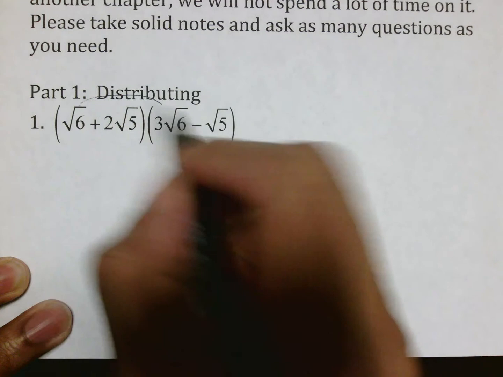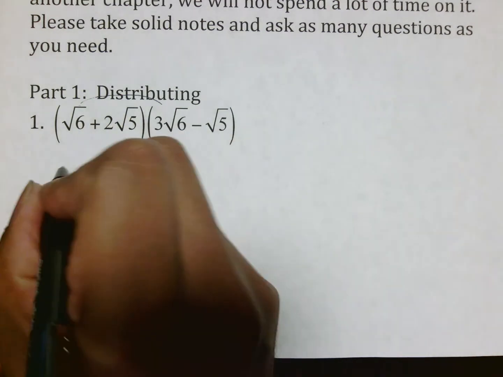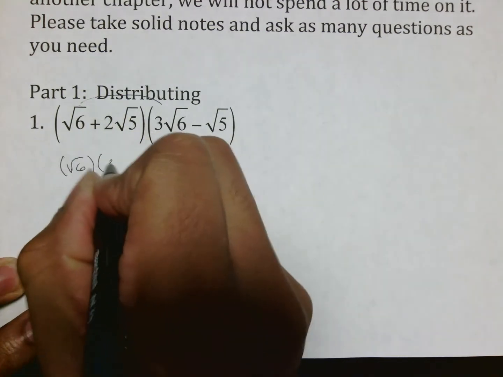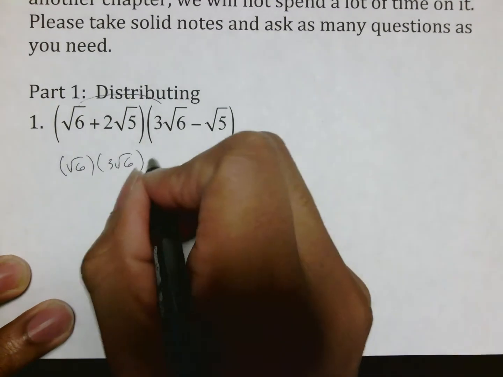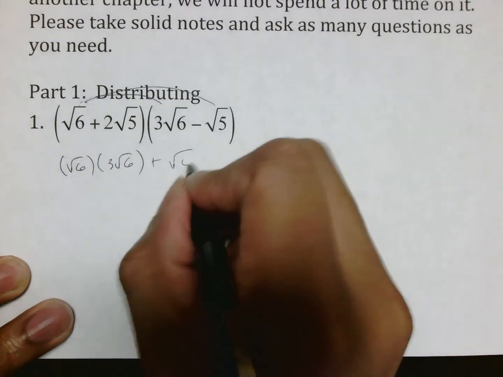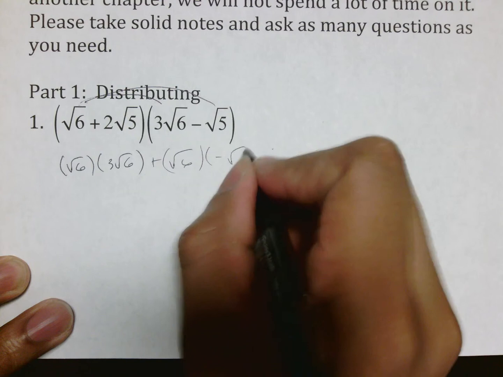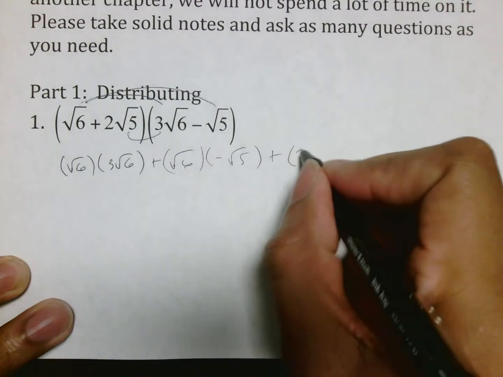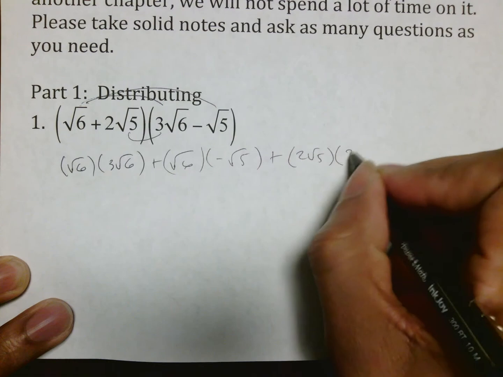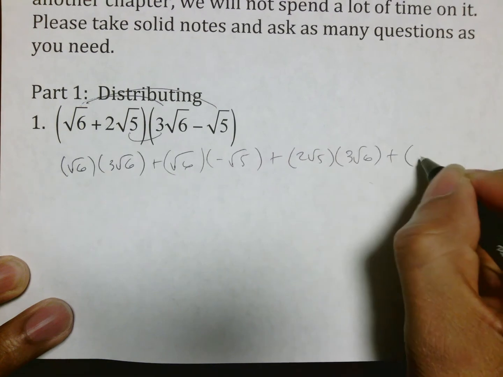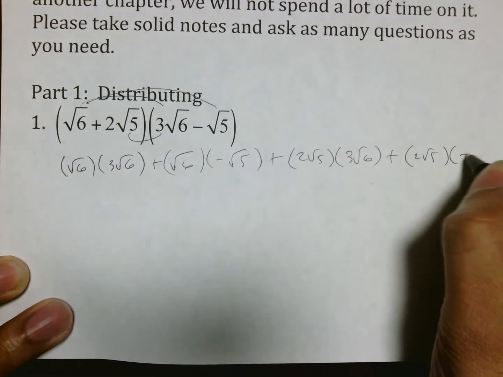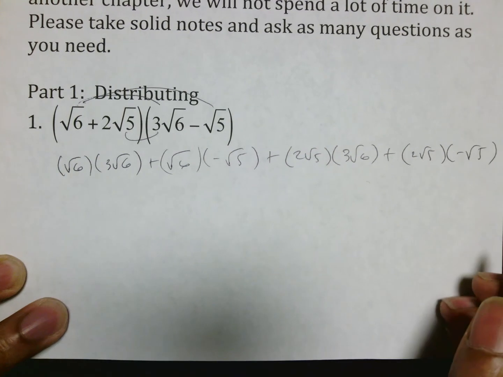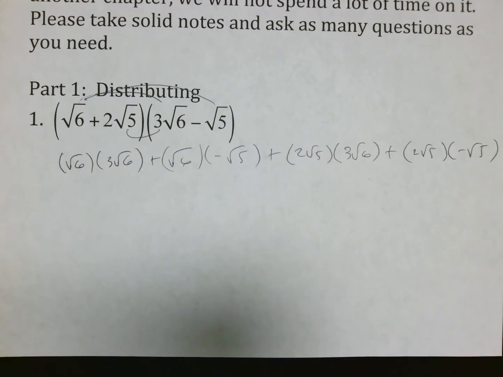Remember that when you distribute, the first meets everything there, so you'll have root 6 meeting 3 root 6, and you'll have root 6 meeting negative root 5. Don't forget that that sign has to go with it. And you'll have 2 root 5 meet 3 root 6, and you'll have 2 root 5 meet negative root 5. And so again, the only difference between this and what you should have learned in the last lesson was just that you have to do 4 instead of just 2 of them.